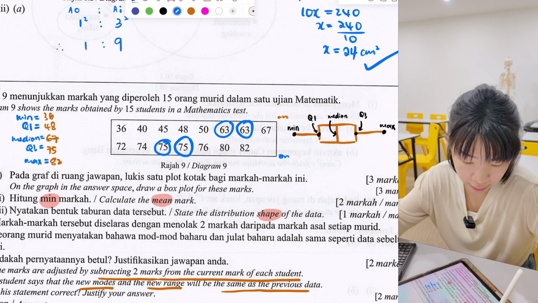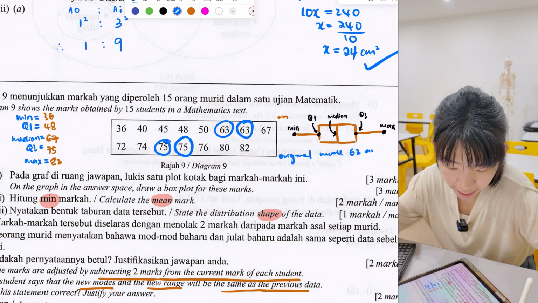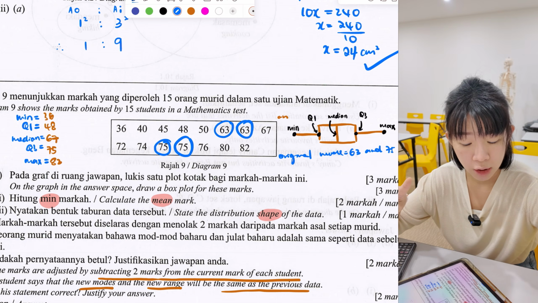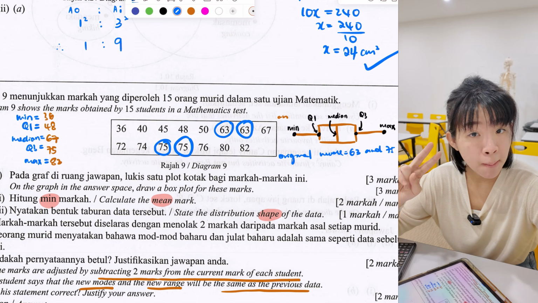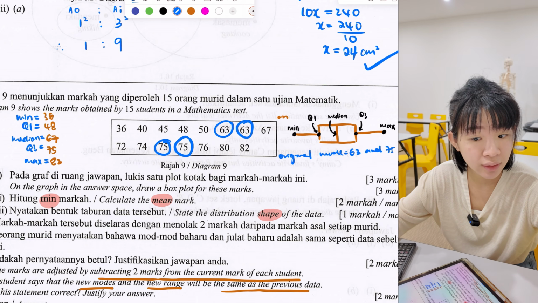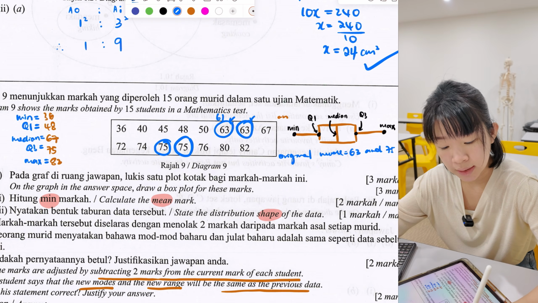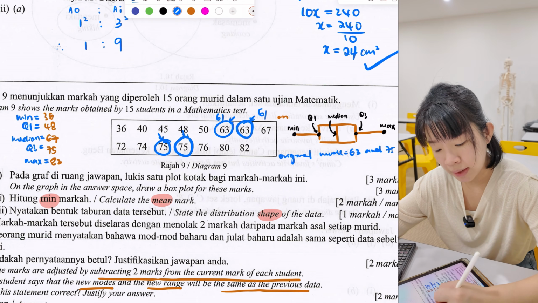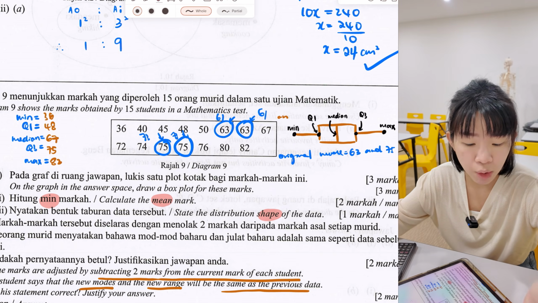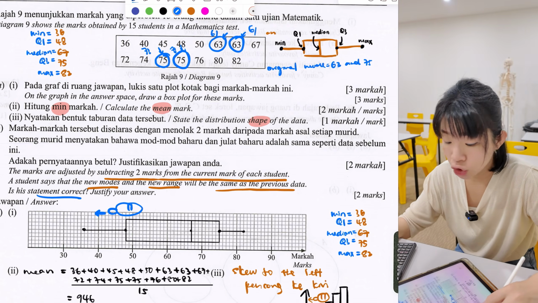So the mode, okay, I call it the original mode. The original mode is 63 and 75, right? We can have two modes. But now if everybody minus 2 marks, will the mode still be 63 and 75? No. If minus 2 marks, this 63 will become 61, and this 75 will become 73. So the mode is not the same anymore. So based on this sentence, is the statement correct? The answer is no.